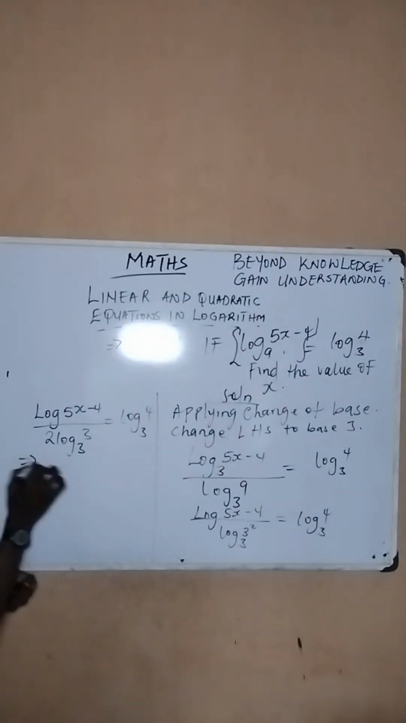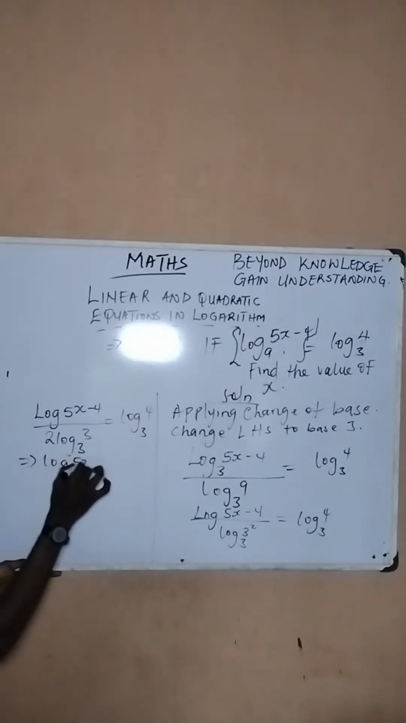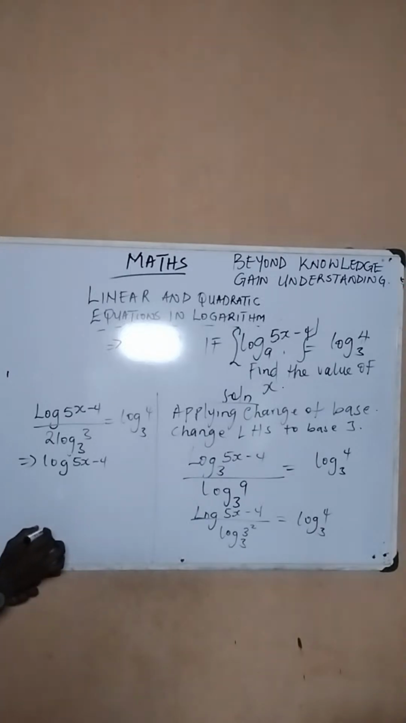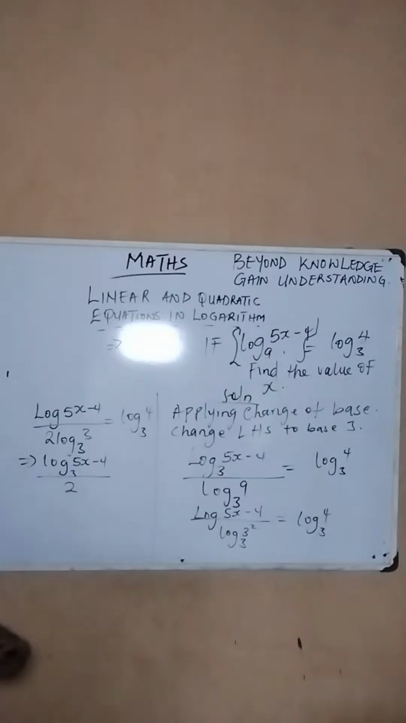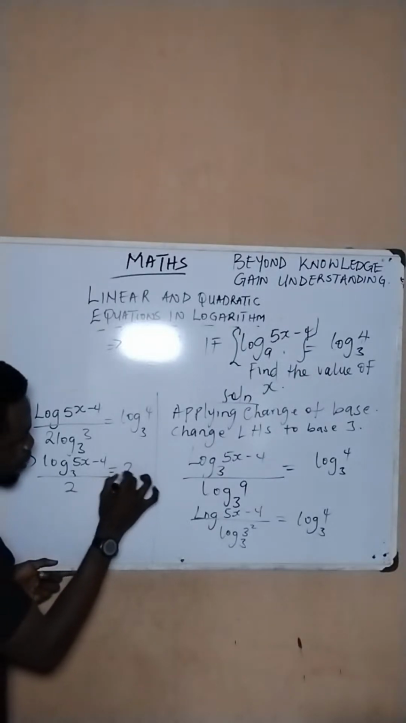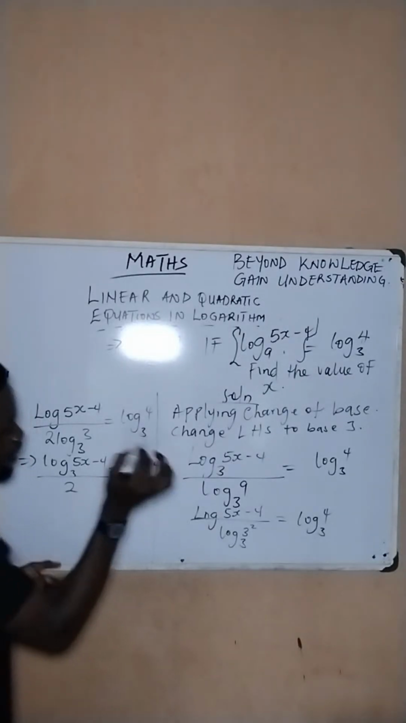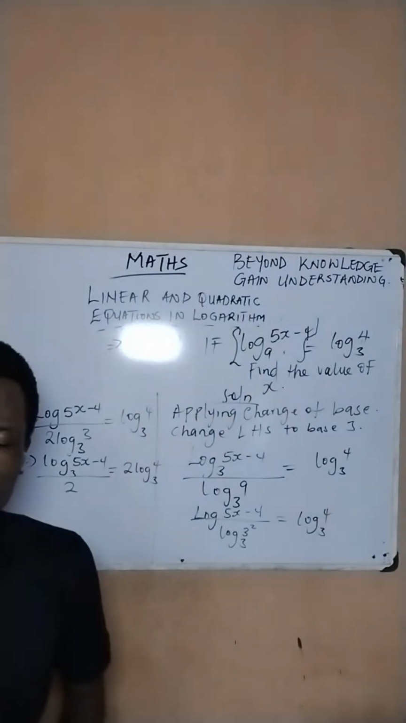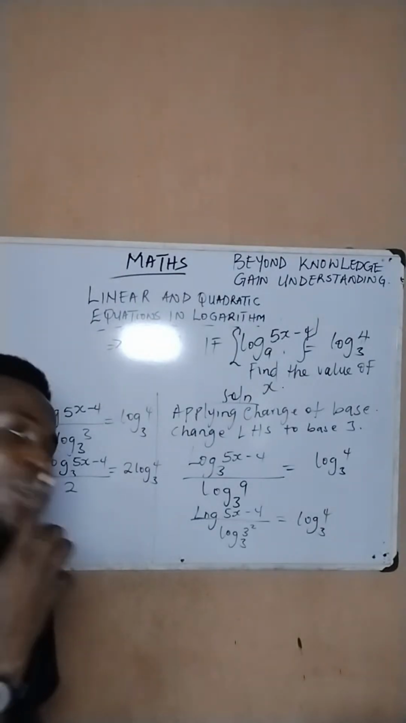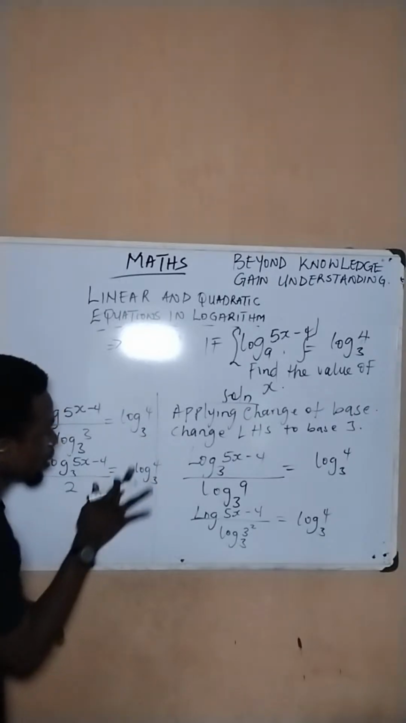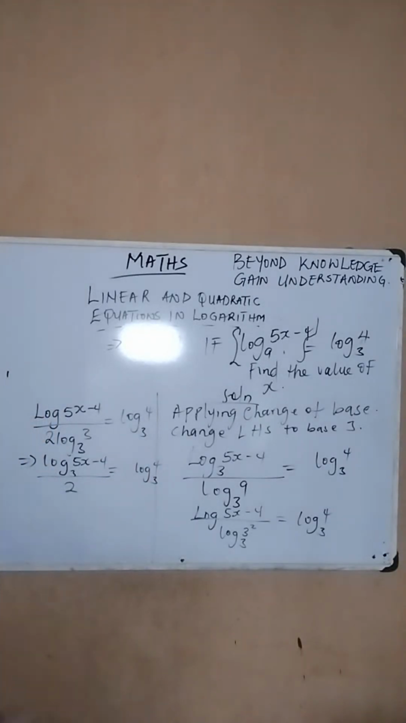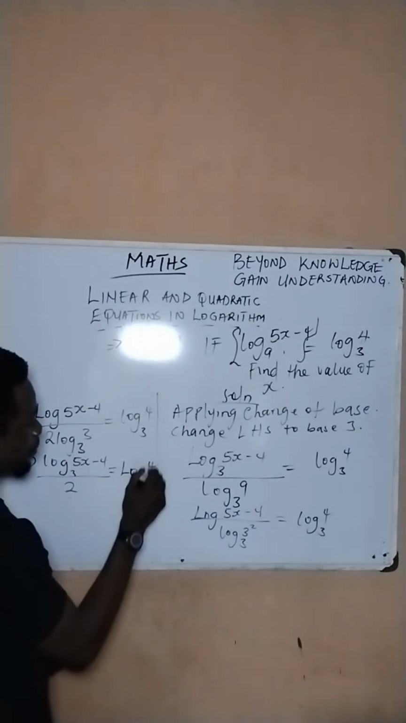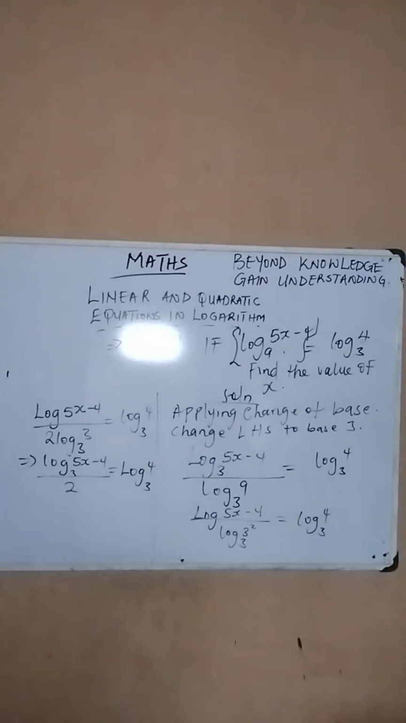So it implies that what I have now is log of 5x minus 4 base 3 all over 2 is now equal to what? 2 log 4 base 3. Now we're getting somewhere. What can we do? Oh, no, sorry, not 2. It's just equal to log 4 base 3. Sorry about that. It's just equal to log 4 base 3, no 2 yet.